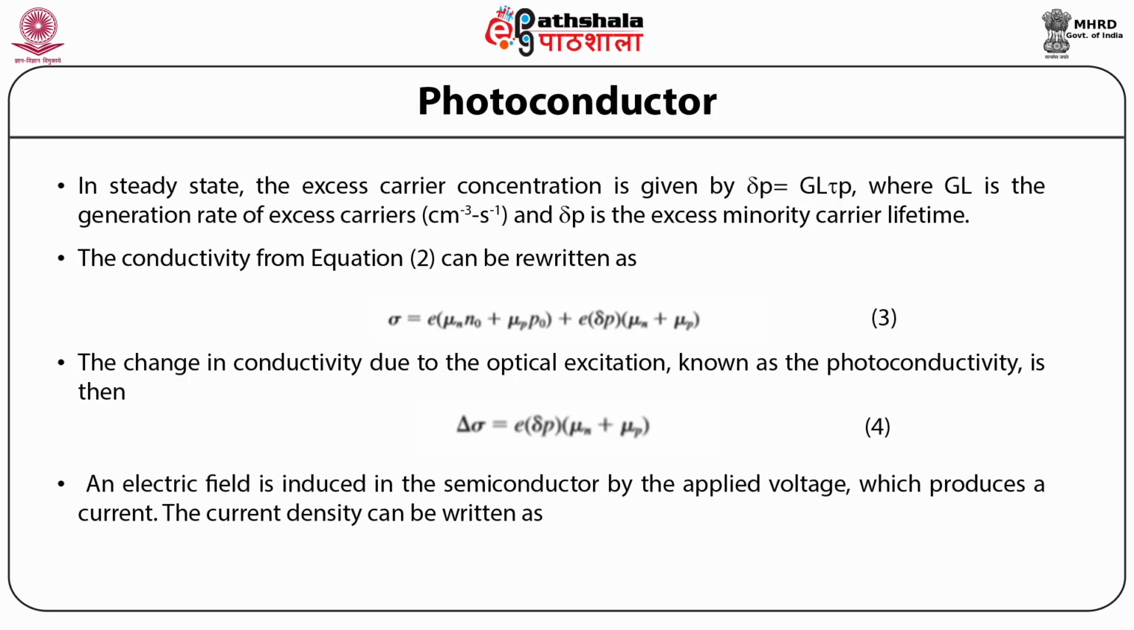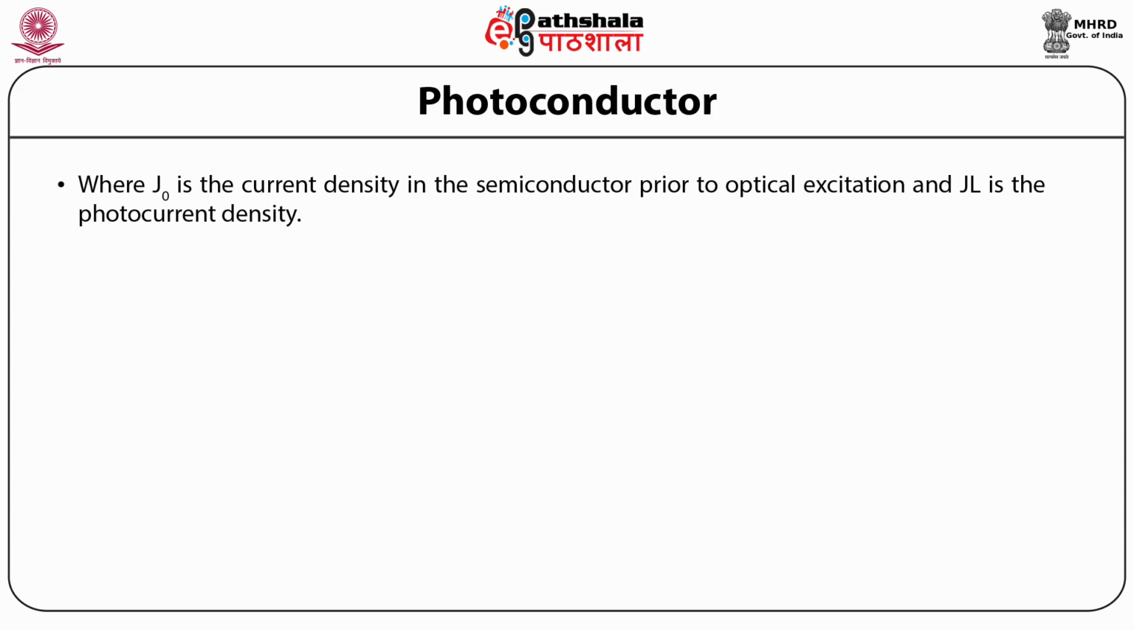An electric field is induced in the semiconductor by the applied voltage, which produces a current. So the current density can be written as J equal to J naught plus J_L equal to sigma naught plus delta sigma multiplied by E, where J naught is the current density in the semiconductor prior to optical excitation and J_L is the photocurrent density, and it is given by delta sigma times E.